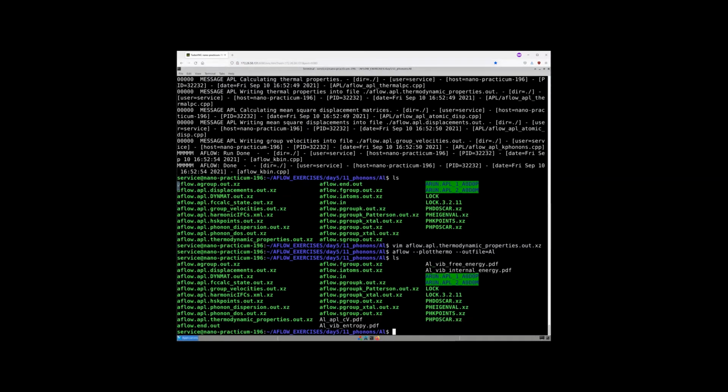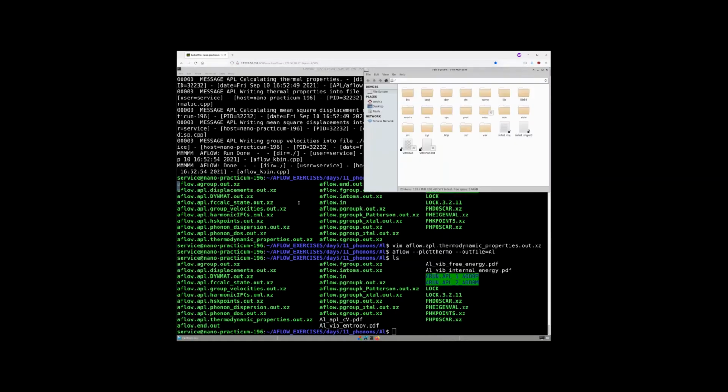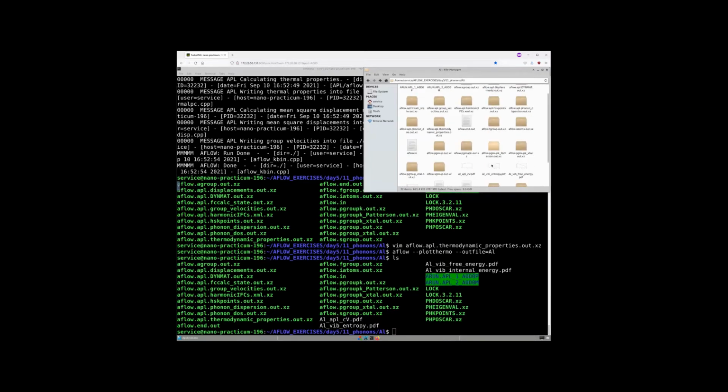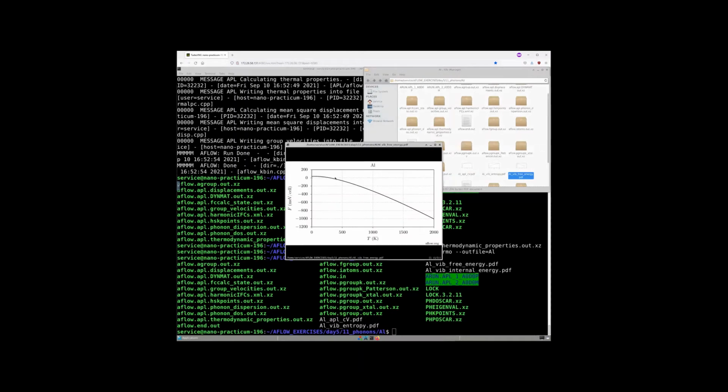And let's look at one of them. For that, I need to open the file manager and go to my directory. State 5, phonons, aluminum, and let's look at, for example, the vibrational free energy. Here you see it decreases with temperature, and that is exactly what we would expect based on the formulas, which I put in the PDF too, in case you're interested.